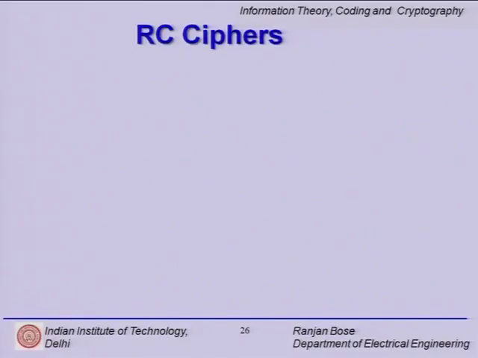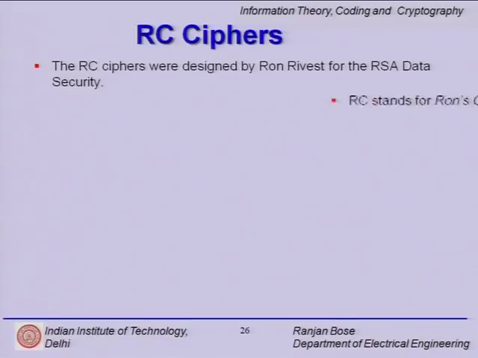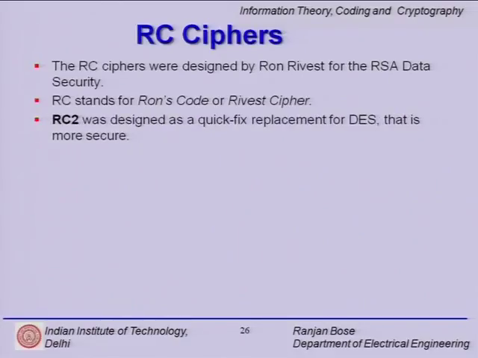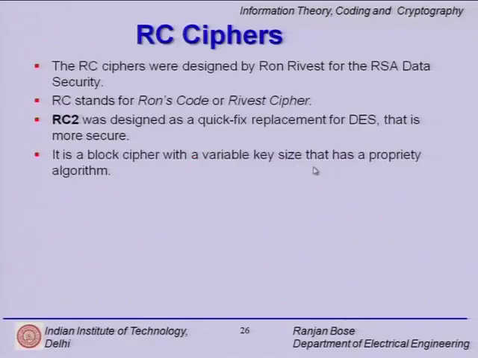Let us spend a couple more minutes on the next family of ciphers called the RC ciphers. They were designed by Ron Rivest for RSA Data Security. They are also called Ron's Code or Rivest ciphers, that is the RC acronym. So, there is RC1, RC2, RC3, RC4, and so on and so forth. RC2 was designed as a quick fix replacement for DES, that is more secure and more efficient. It is a block cipher with a variable key size and has a proprietary algorithm. So, in a way it is a disadvantage.